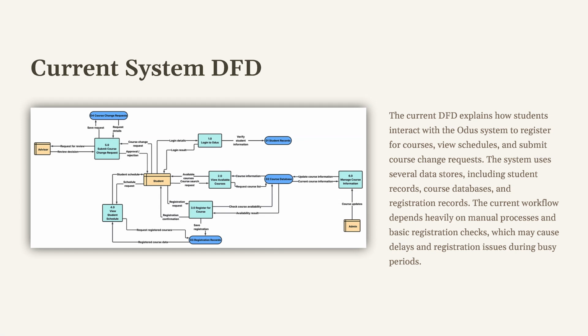If a student submits a course change request, the request is stored in the course change request database and then reviewed by the advisors. Administration are responsible for managing and updating course information inside the system. Overall, the current system supports the basic registration functions, but it still depends on limited automation and manual review process, which may lead to delays and registration issues during peak periods.